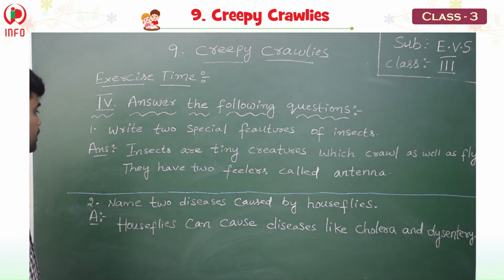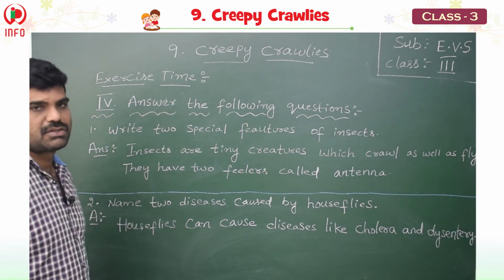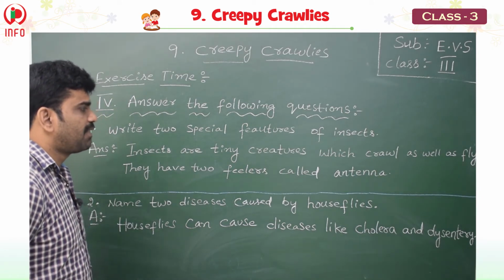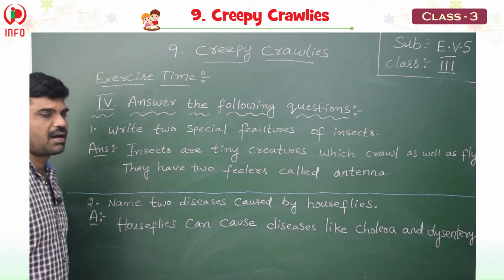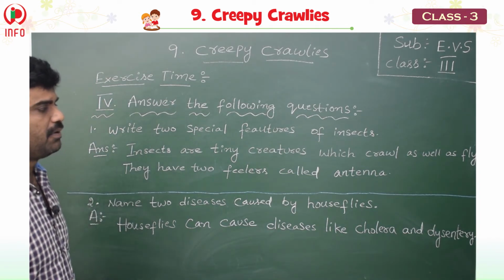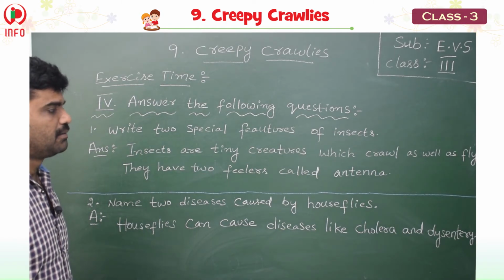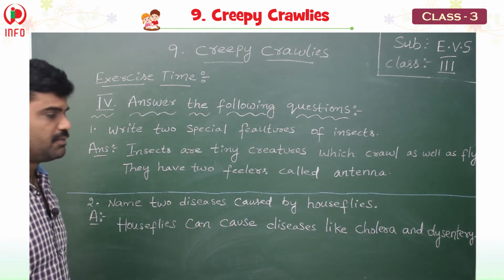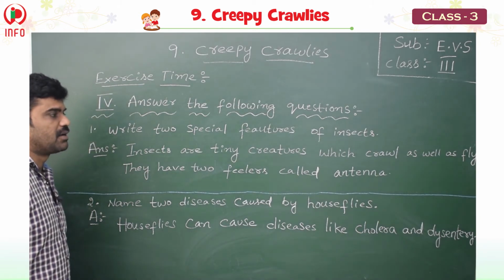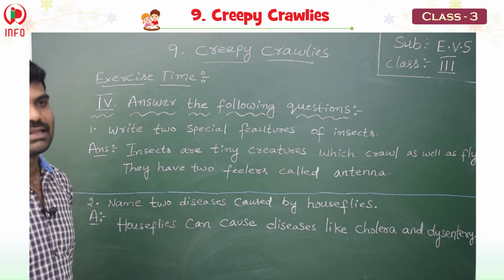You have to write. Insects are tiny creatures, that means small animals which crawl as well as fly. Children, I told you about crawling, without walking. Here, with the help of the stomach and the hands and legs, it will go. Next one, they have no hands, children, only legs. They have 2 feelers called antenna.